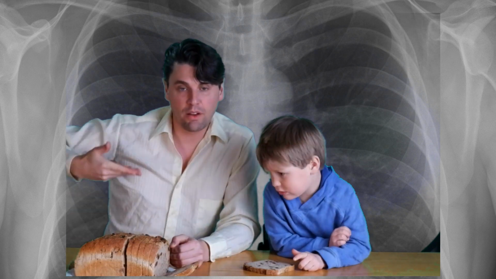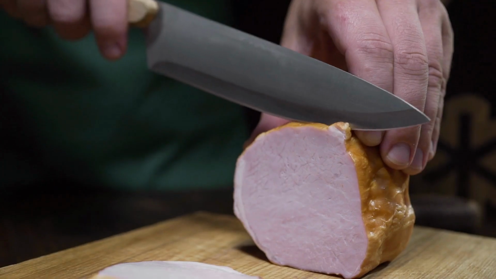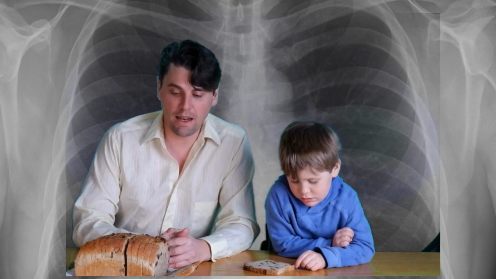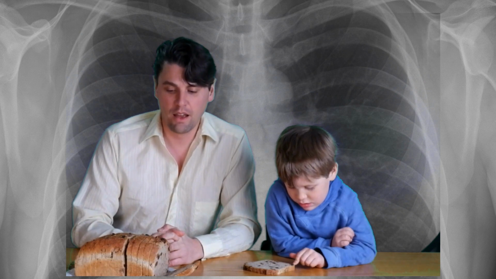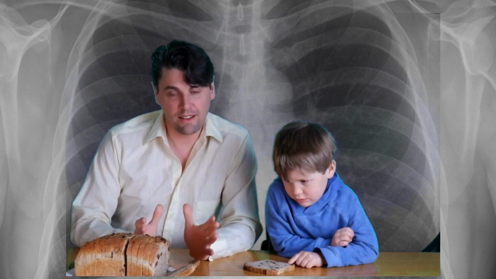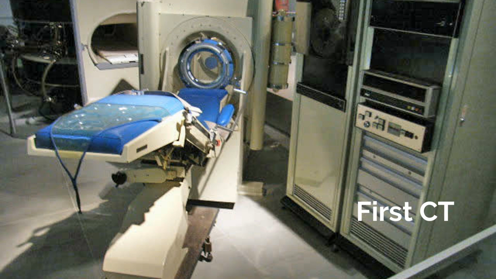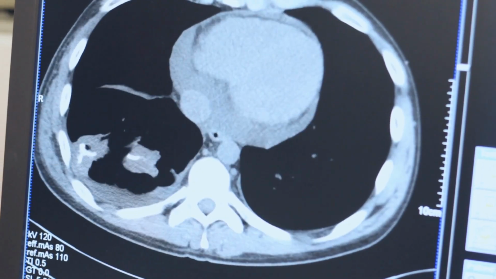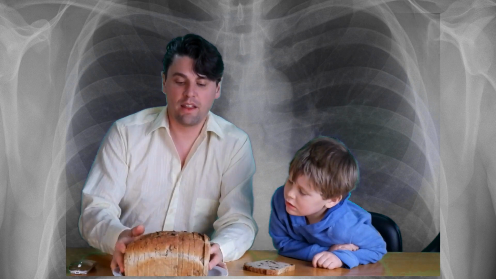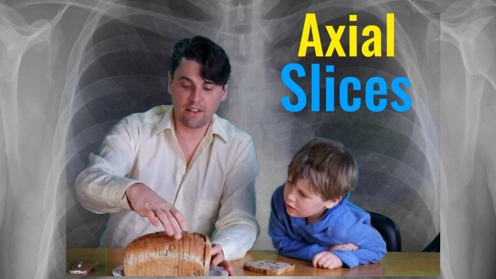With our human body, we don't actually want to make slices of the body. We don't want to cut the body. We want to make virtual slices, right? That's where the CT scanner comes in. But the way that the slices were originally acquired and the way that they're usually displayed to the user is similar to this loaf of bread, where these are what we call axial slices.